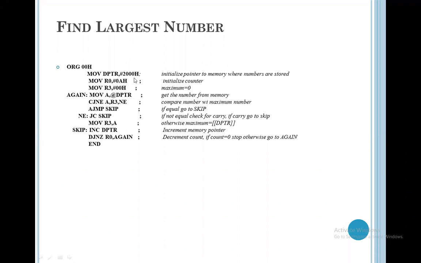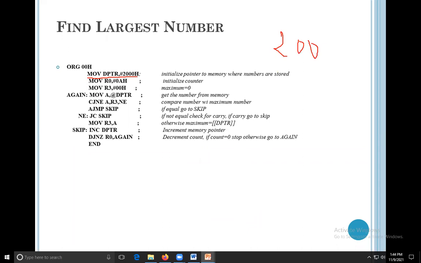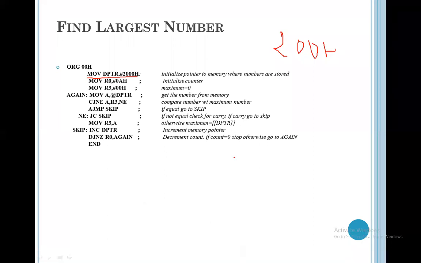Among these 10 numbers you have to find out the largest number. So just go one by one. First you have to give the DPTR as 2000H. What is the meaning of that? This is the 2000H location. We will go to the PPT, then it's very easy to see.